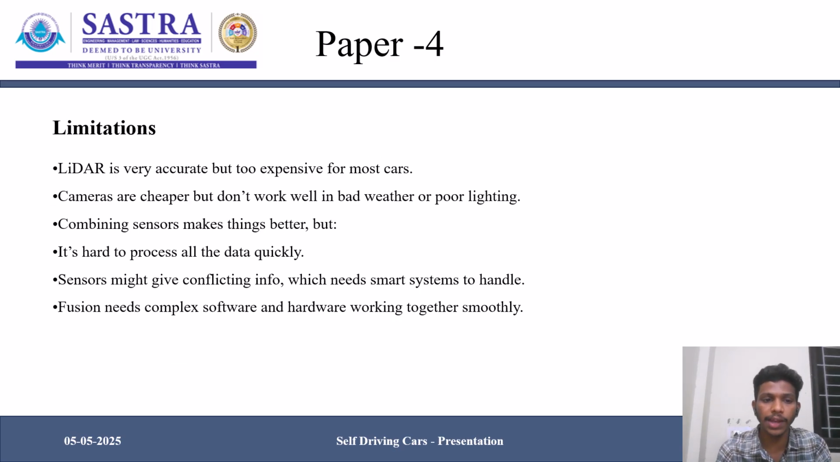The limitations of this paper are that lidar is very effective but expensive for most cars. Camera is cheaper but does not work in all conditions. For perception and depth accuracy, lidar has superior accuracy in 3D perception compared to camera, and camera provides richer semantic information, which fusion needs for robot perception. It is hard to process both sensors' fusion data, and there is a time complexity issue. Fusion needs complex software and hardware to work together smoothly.